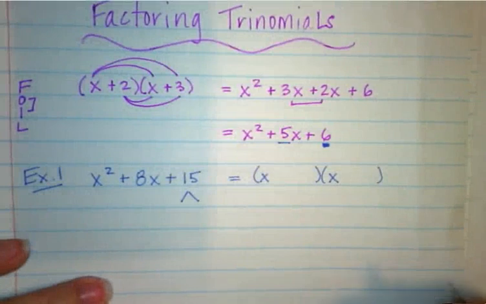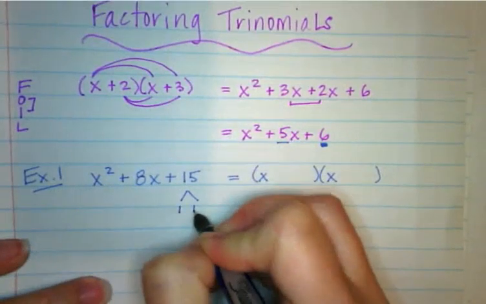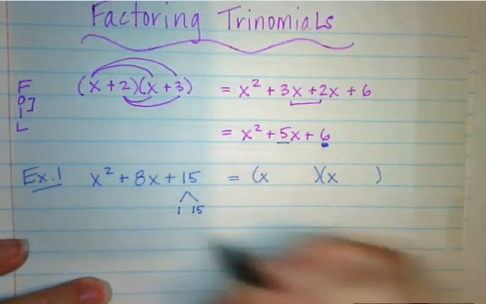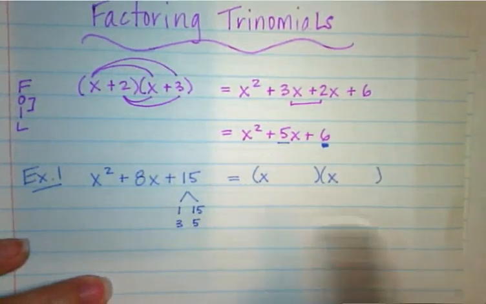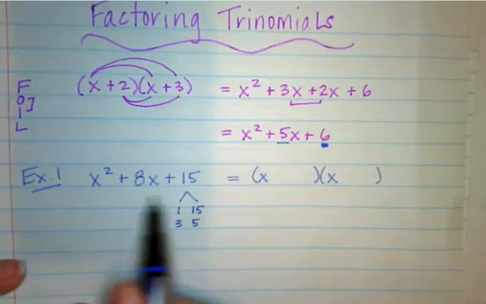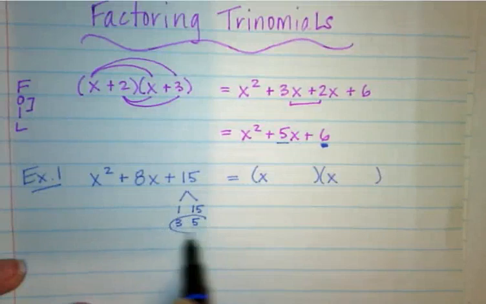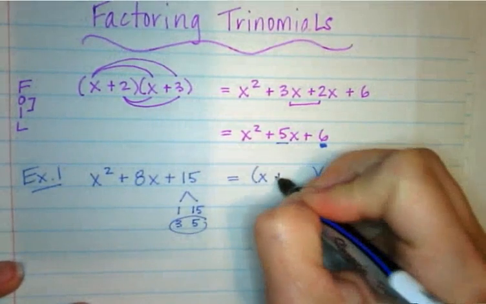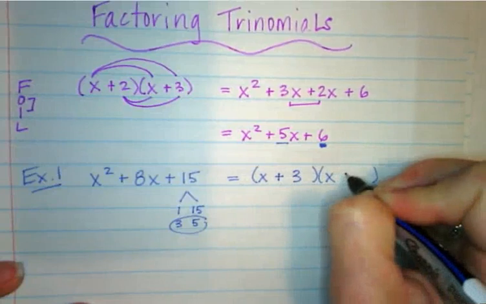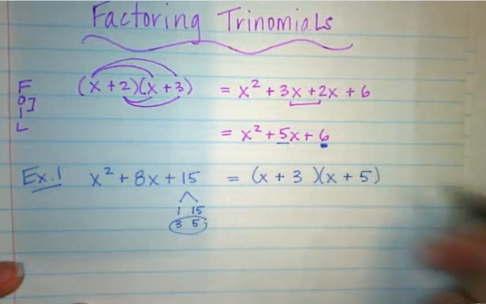And if we think about ways that we can multiply to get 15, we could do 1 and 15, we could do 3 times 5. But we want the factors that would add up to 8. Which must be those two right there. So then I know that this is going to be x plus 3 and x plus 5.